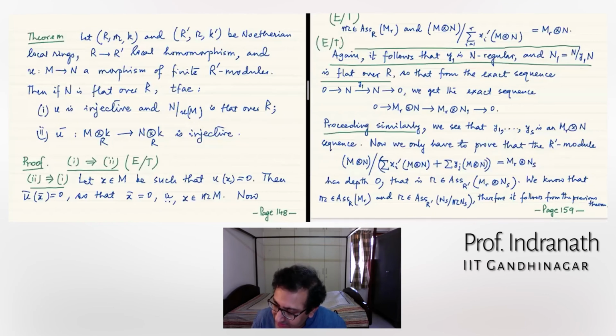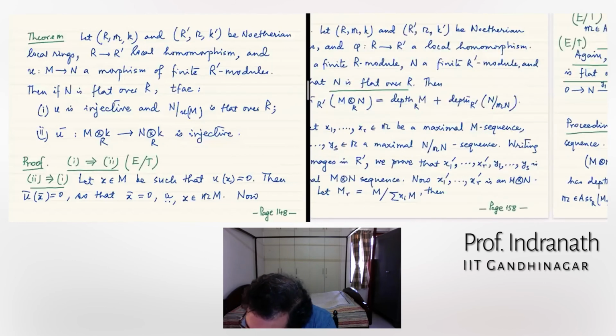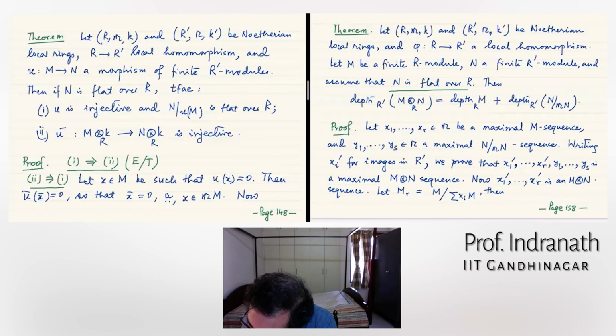Once you are done with this, proceeding similarly, we get this y1, y2, ..., ys in M tensor N. This will be an M tensor N sequence, because you know what to do. You go modulo x1, x2, ..., xr. Please remember this: your x1, x2, ..., xr is an M sequence and y1, y2, ..., ys is an N mod mN sequence. Now, here you want to prove that this is a maximal M tensor N sequence, right? So you are going one after the other.